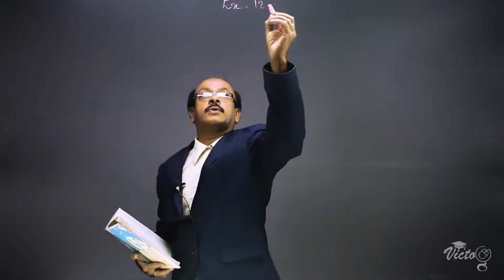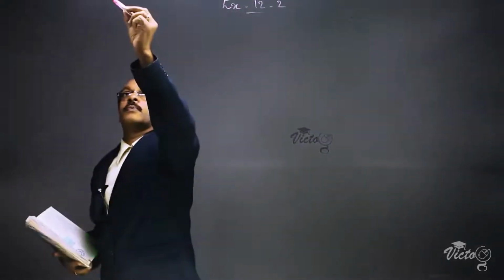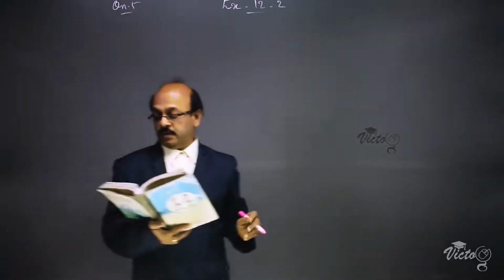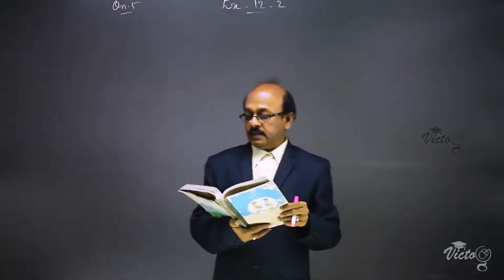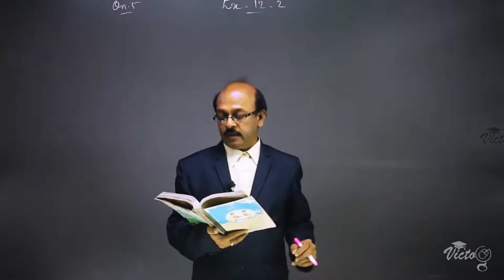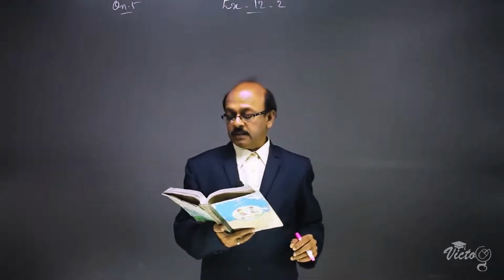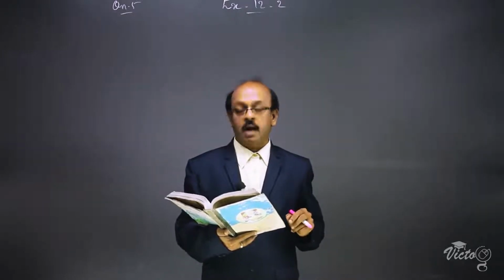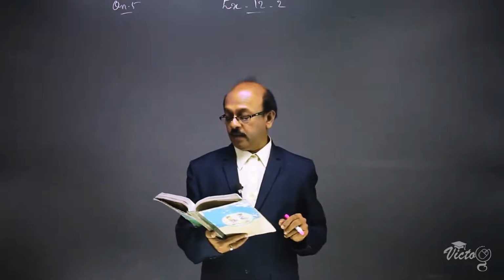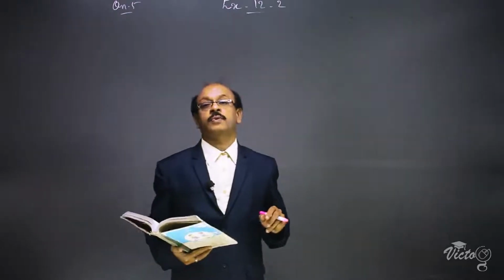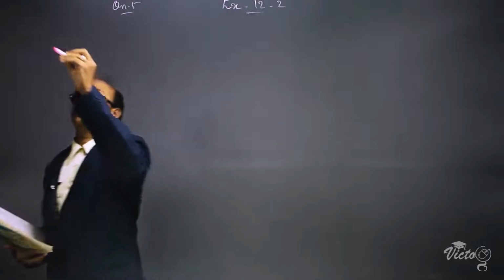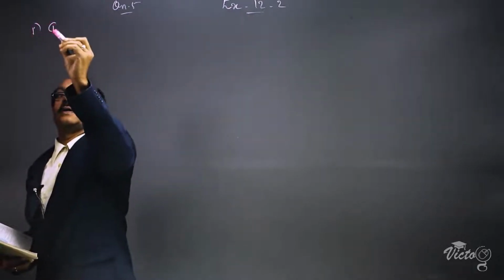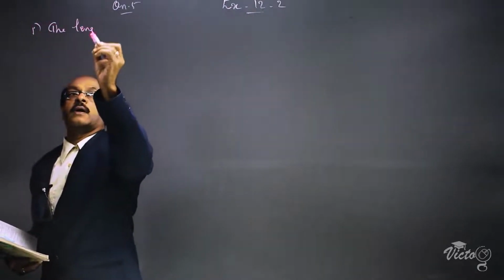Question number 5, Exercise 12.2. The question is, in a circle of radius 21 centimeter, an arc subtends an angle of 60 degree at the center. Find, first part, the length of the arc.